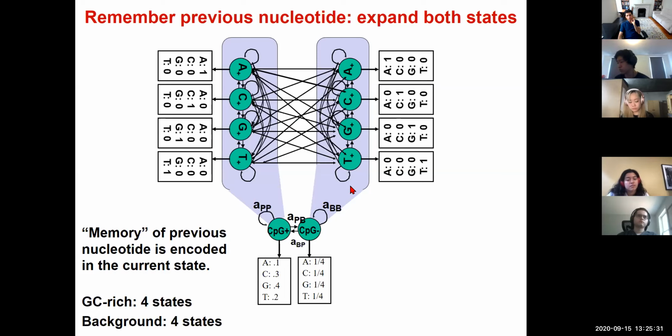And the memory can encode either the previous character or even the current character. So if the memory encodes the current character, that basically means that each of those can emit only that character, but the transition probabilities, in fact, capture the dinucleotide frequencies. So that's one solution. The other solution is that the state encodes the previous character, and therefore each state can emit any of the 4 characters.